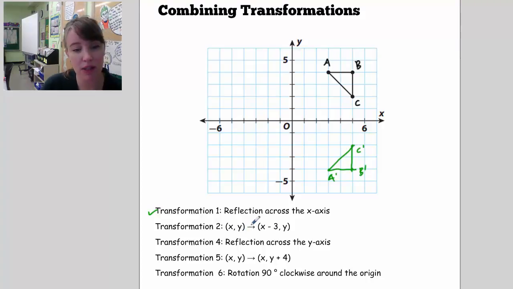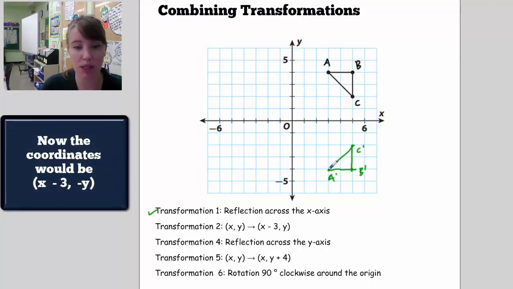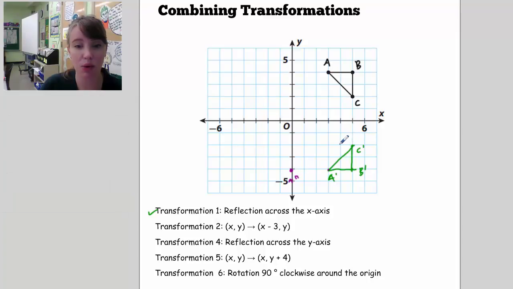Then after that, this says transform by shifting it horizontally, so subtracting 3 from every x coordinate. That means that we are transforming the figure 3 to the left. And so I'm going to take every point here and travel 1, 2, 3 to the left. So that's A double prime. C is 1, 2, 3 to the left. And B is 1, 2, 3 to the left.